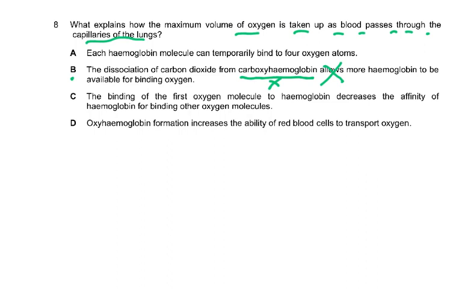The binding of the first oxygen molecule to hemoglobin decreases the affinity, in fact, increases the affinity. Oxyhemoglobin formation increases the ability of red blood cells. So the answer is D. But why is it not A? Because each hemoglobin doesn't bind to 4 oxygen atoms, it binds to 4 molecules, 8 atoms. It's 4O2.